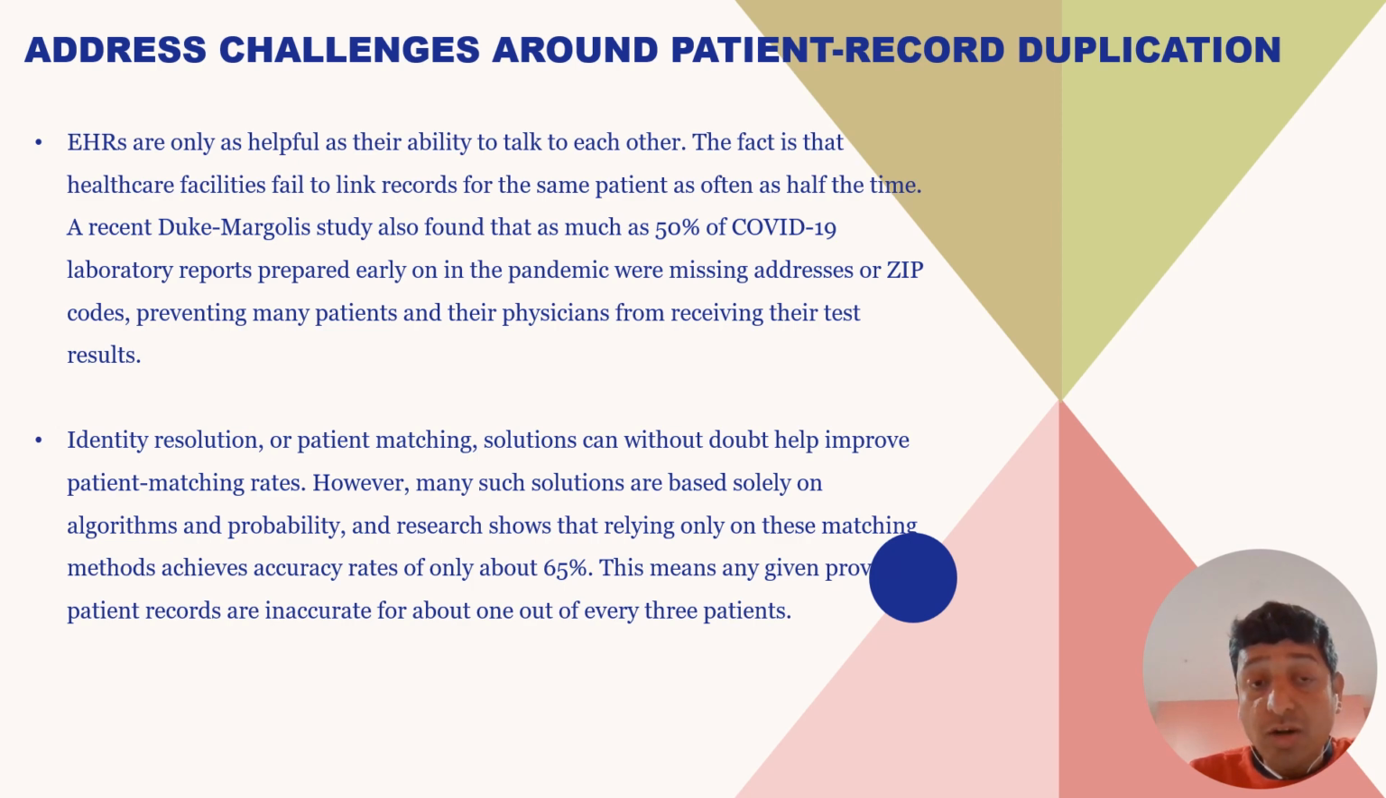Electronic health records, also known as EHRs, are only as helpful as their ability to talk to each other. The fact is that healthcare facilities fail to link records for the same patient as often as half of the time. A recent study also found that as much as 50% of the COVID-19 lab reports prepared early on in the pandemic were missing address or zip code, preventing many patients and their physicians from receiving their test results. Identity resolution or patient matching solutions can, without doubt, help improve the patient matching rates.